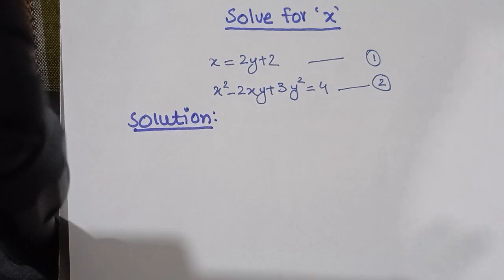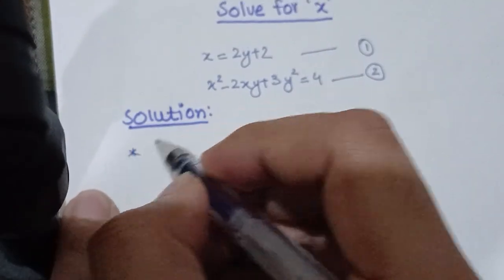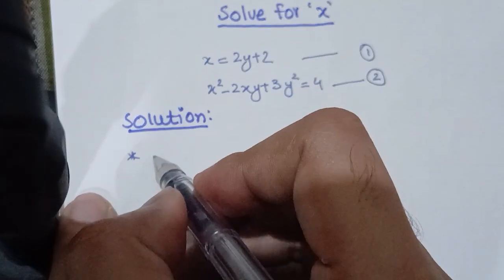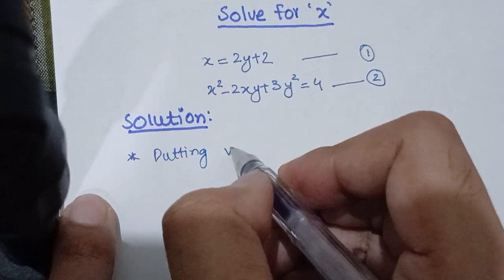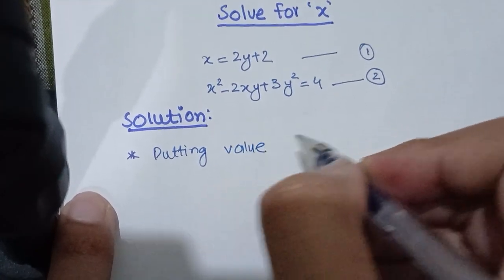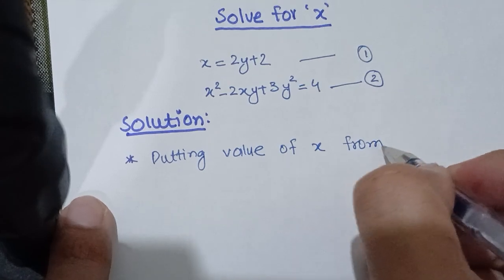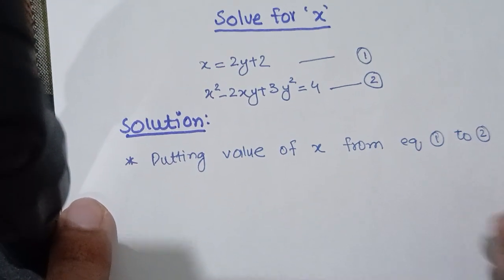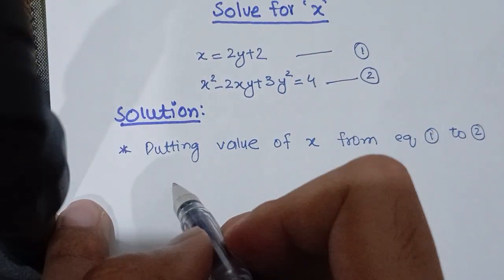In order to get the solution of this problem, we will put the value of x from equation number 1 into equation number 2. Putting the value of x from equation 1 into 2, we will replace x with 2y plus 2.